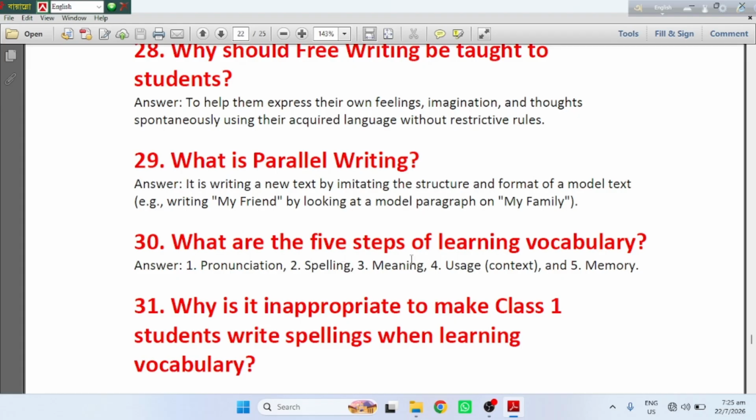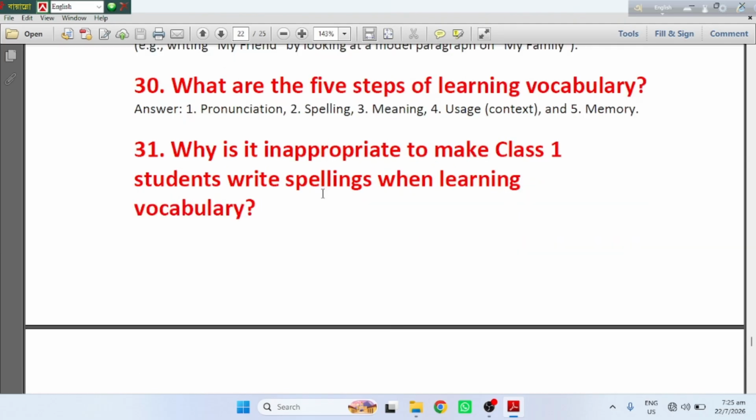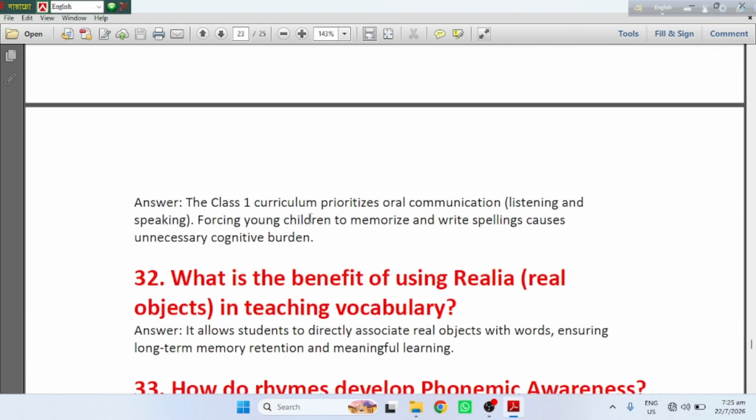30. What are the five steps of learning vocabulary? Pronunciation, spelling, meaning, use in context, and memory. Why should Class 1 students not be made to write spelling when learning vocabulary? The Class 1 curriculum prioritizes oral communication, listening, and speaking. Forcing young children to memorize and write spellings causes unnecessary cognitive burden.